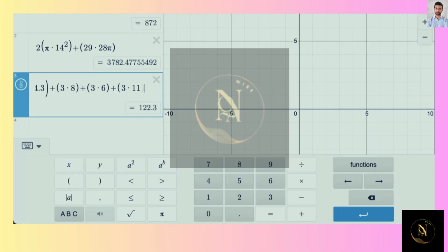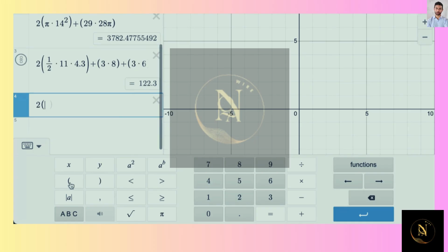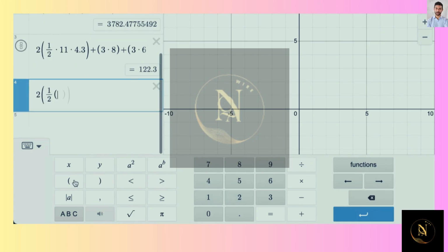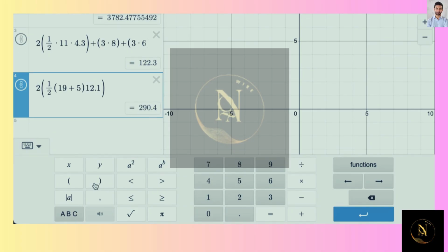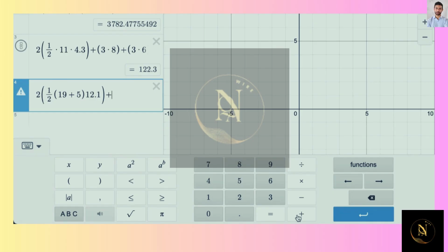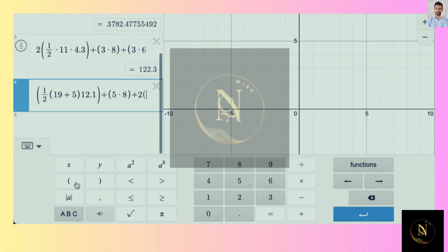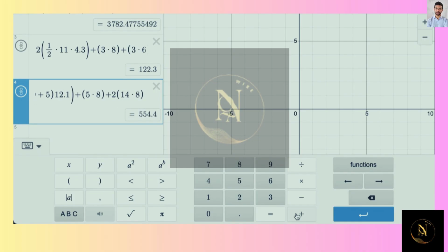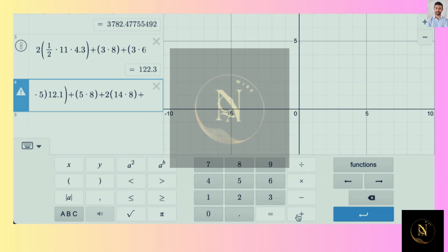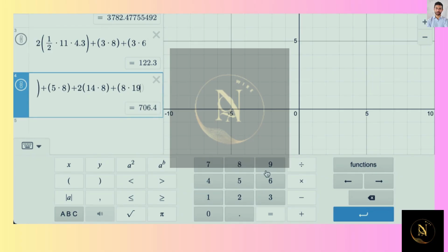All right, so we've got 2 trapezoids. Each trapezoid is 1/2 times the sum of the bases, 19 and 5, times its height of 12.1. That's the 2 trapezoids. To those trapezoids, we add a bottom base, which is a 5 by 8 rectangle. We've got 2 rectangles on the left and right sides that are 14 by 8. And we've got the rectangle at the top, which is an 8 by 19 rectangle, 706.4.